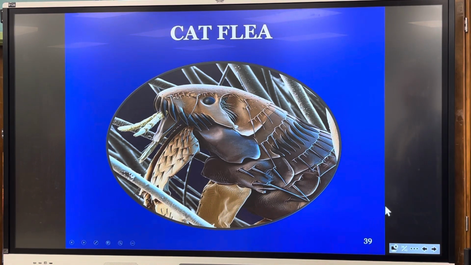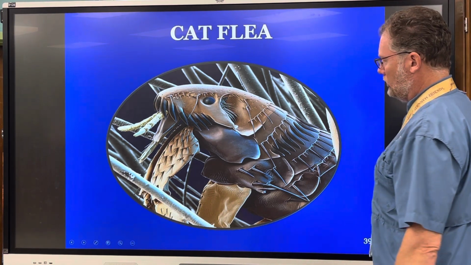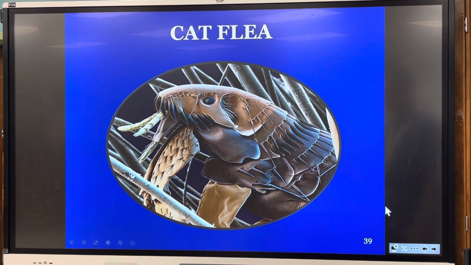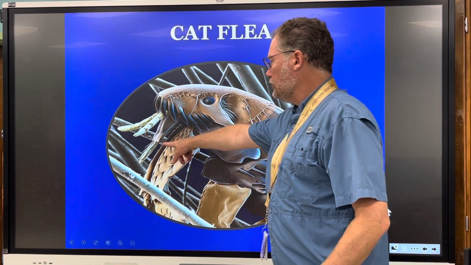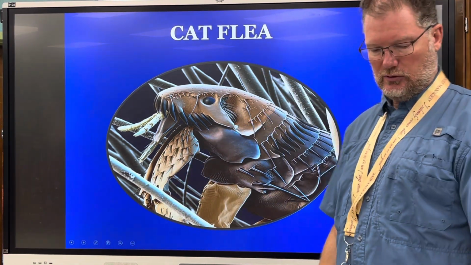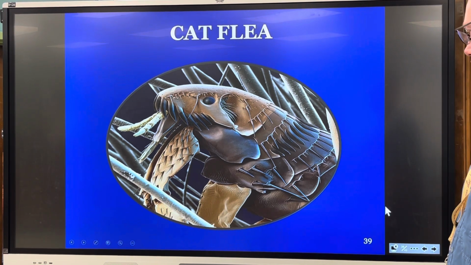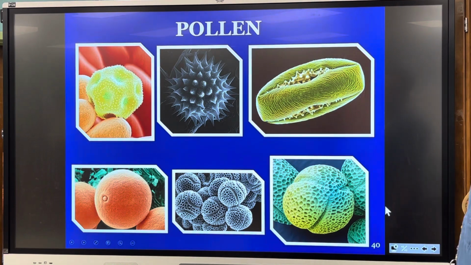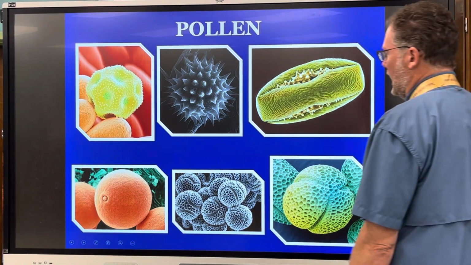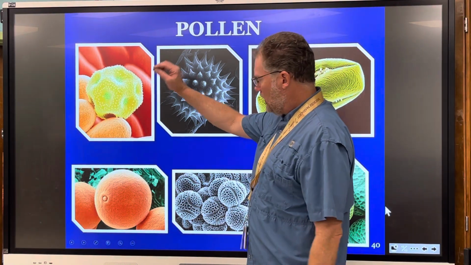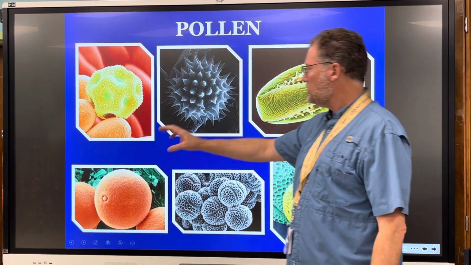Here's what a cat flea would look like under a scanning electron microscope. Blood-sucking mouth parts. Have been bit by a flea before. That's what the little suckers look like. Pollen using electron scanning microscope. That looks like an orange, but it's a piece of pollen.